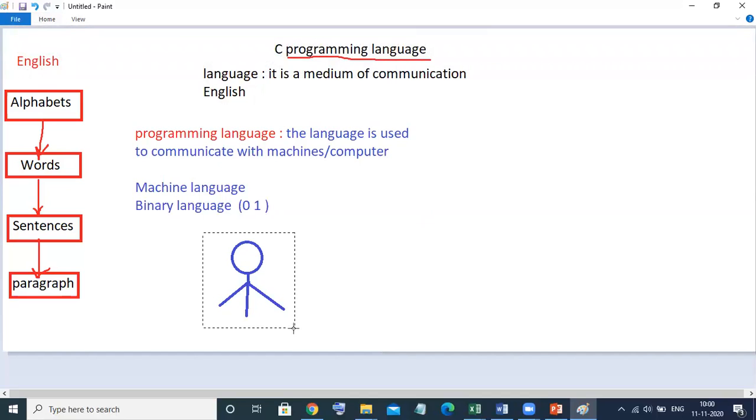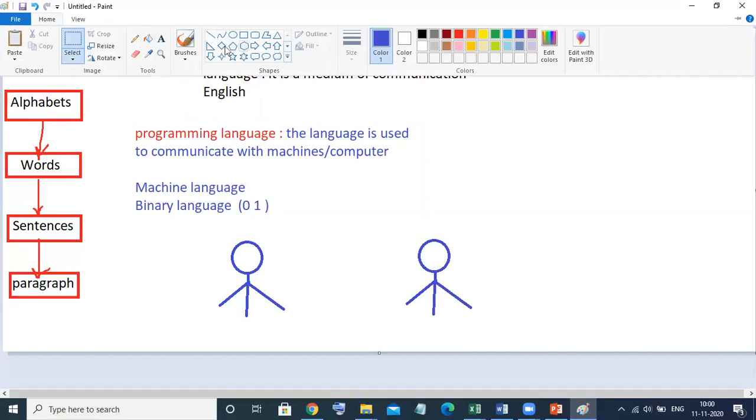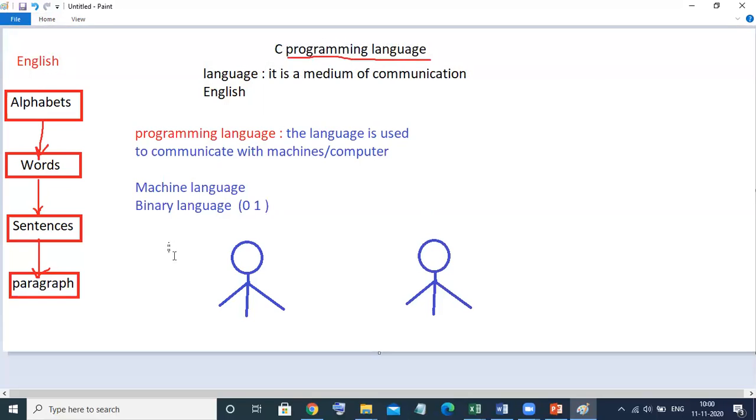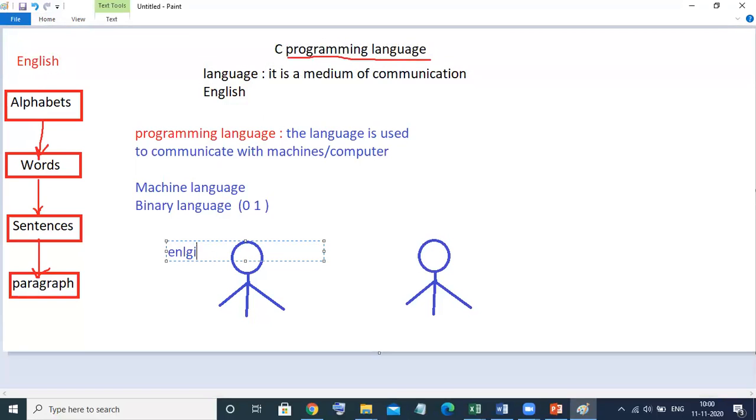Let us create one more. This is you. But the scenario is that the first person knows only English.